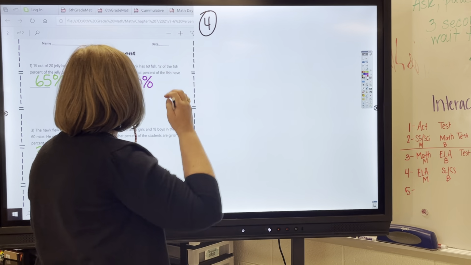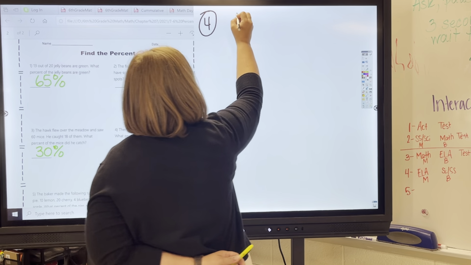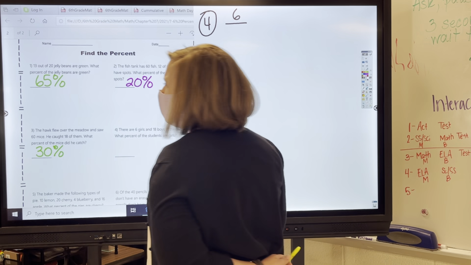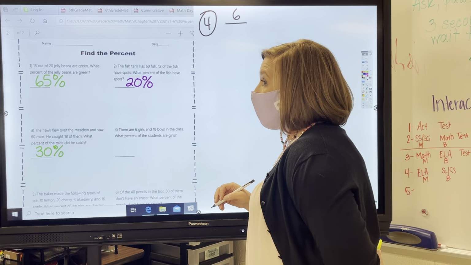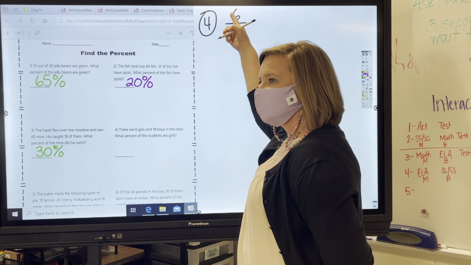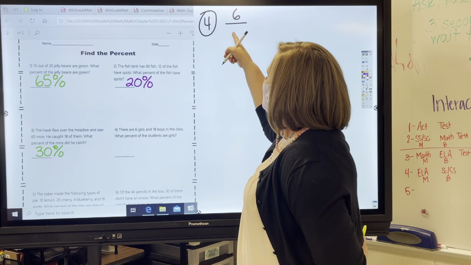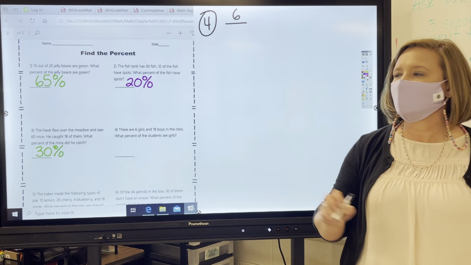There are 6 girls and 18 boys in the class. What percent of the students are girls? So, we want our girls on the top. But how many students are there total? Slow down. You said the girls are on the top? They're first. So, how many total students are there? 24.